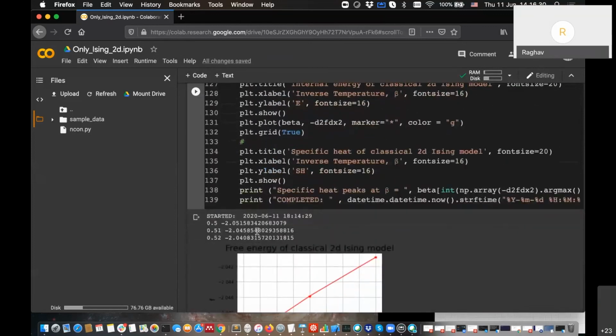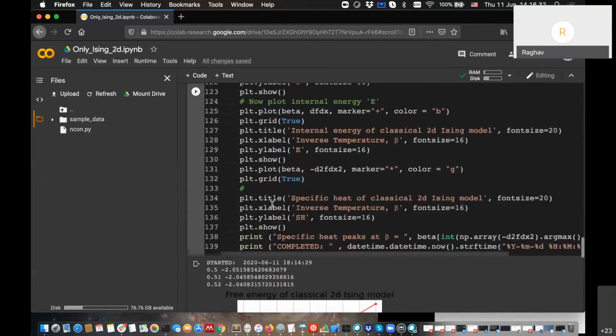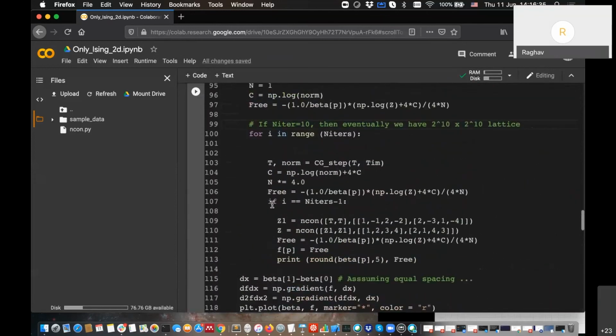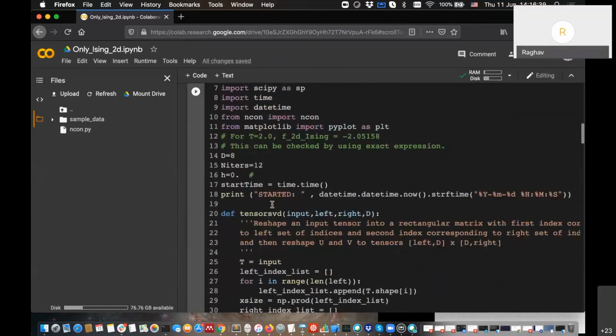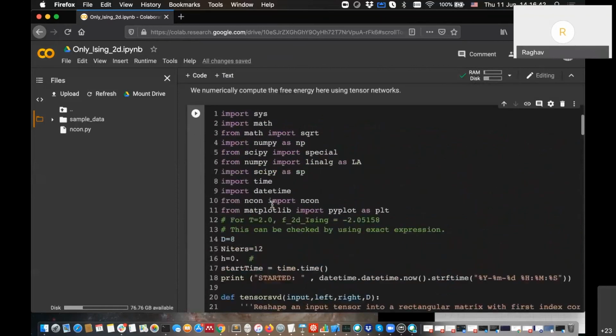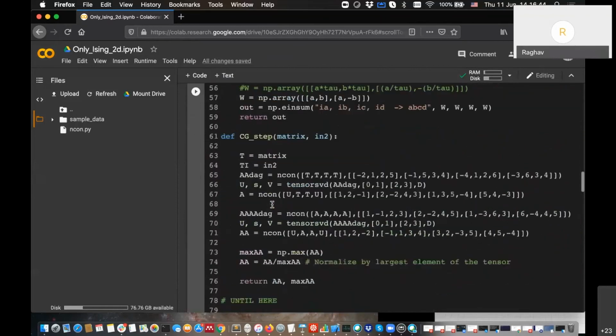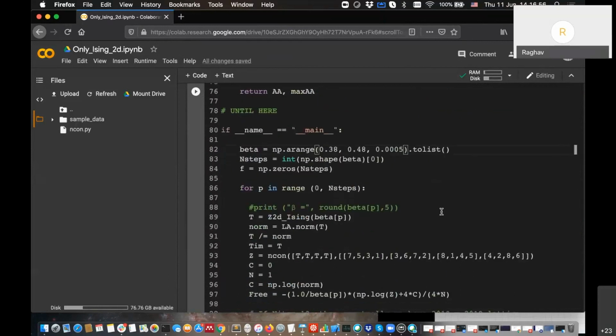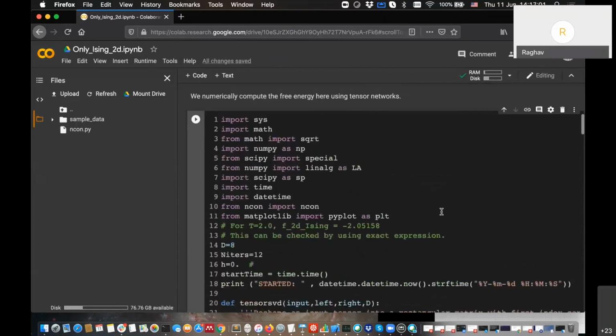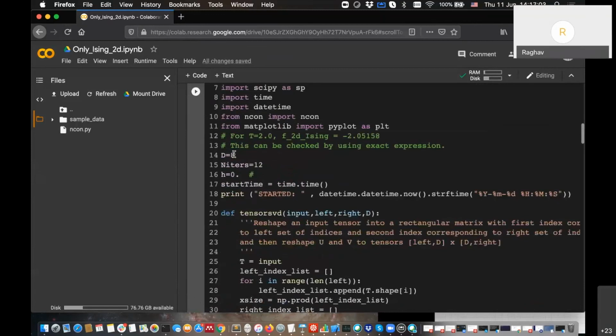So once we are convinced that we have the exact result, now we want to look at how we can compute the critical temperature. For computing the critical temperature, I have to run this code for some range of beta. Let's just run it for 0.38 to 0.48 with 0.0005 increment. I just want to mention here that d is equal to 8.